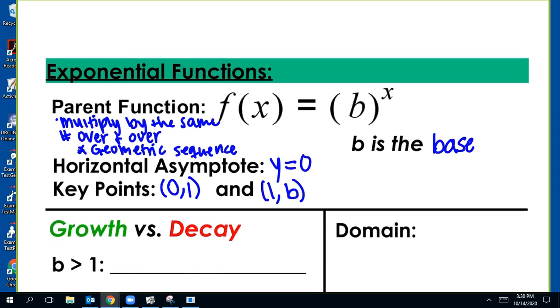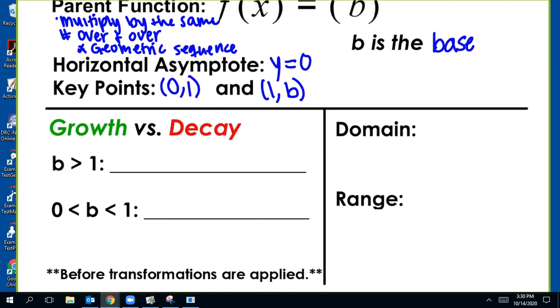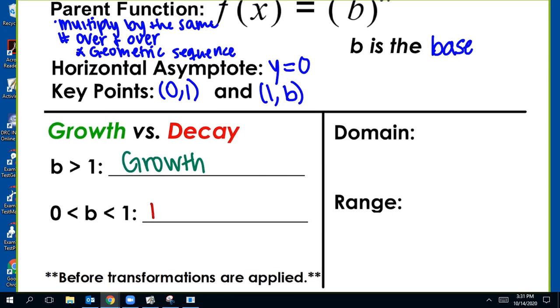So let's look at a couple different scenarios. When b is greater than 1, we are multiplying by a number larger than 1 over and over, and that's going to be called growth because it'll be increasing. When b is less than 1, or between 0 and 1, negatives are different, then we're multiplying by a fraction over and over. That makes each next number smaller and smaller, like you saw with some of the sequences that we've done.